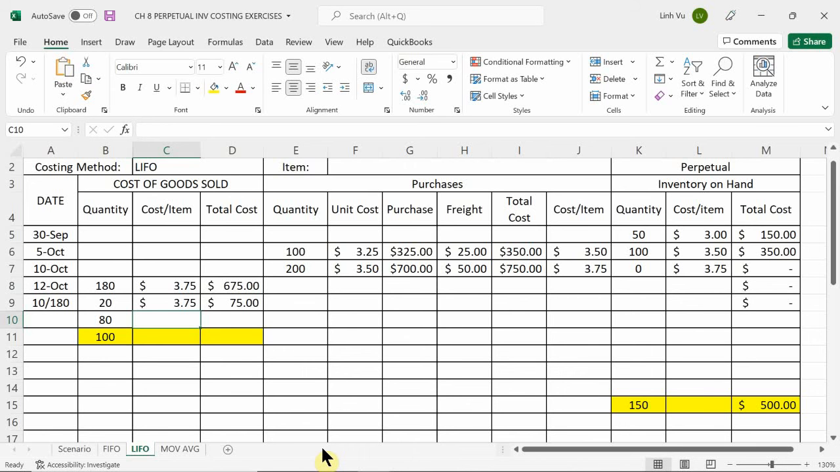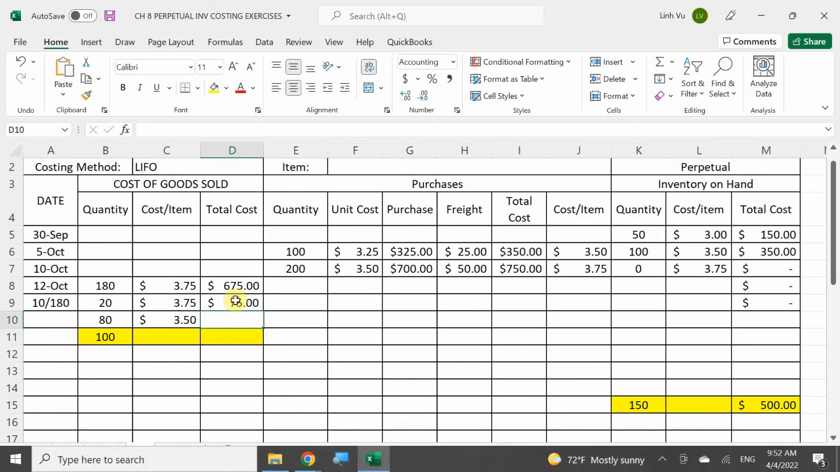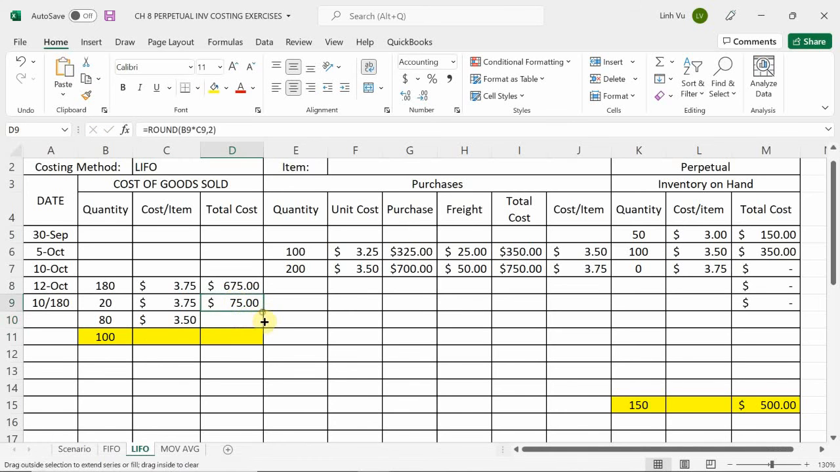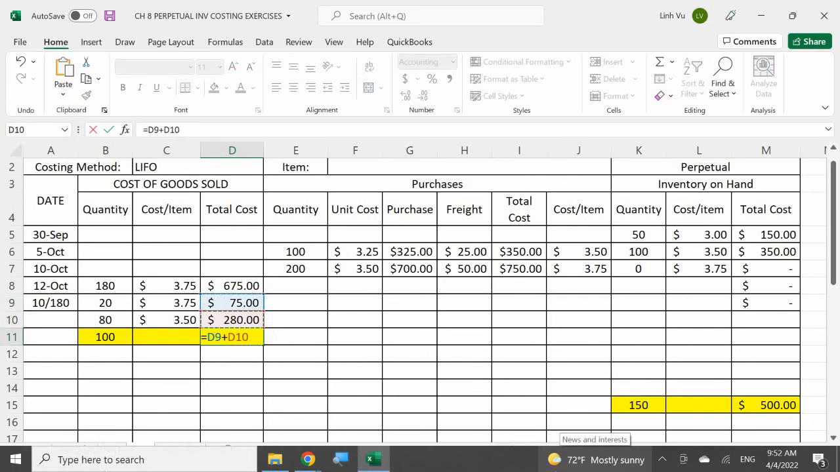Okay. We need to choose from the 100, correct. So in this case, how much is it going to cost me per item? 80 by 3.50. Good, correct. So in this case? 180. Good. Okay. Good. Now you can add these up together to give you your total cost of goods sold, right?